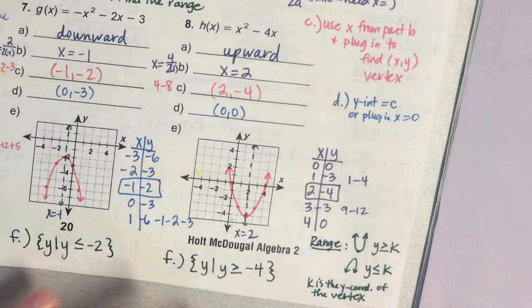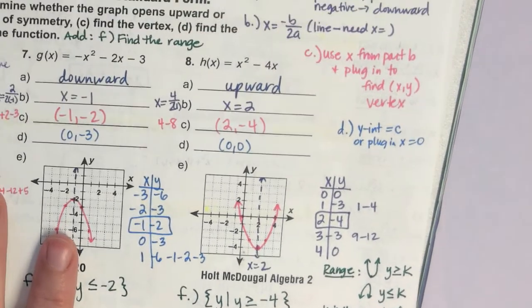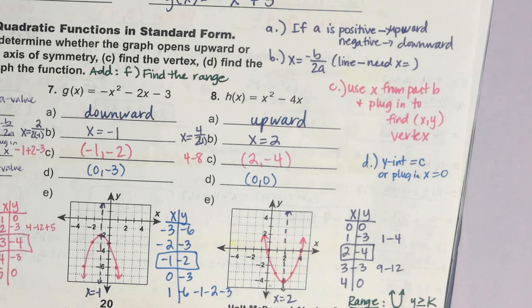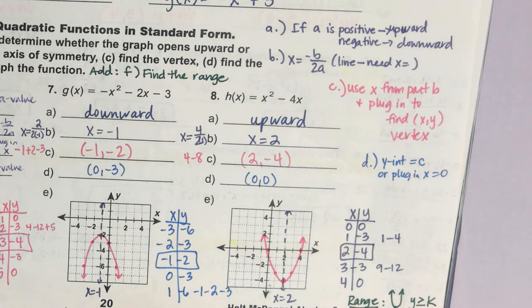Okay, so on the side here, you can see I wrote out what to do for each step. So if you want a little reminder, feel free to write that. Okay, so for A, you just have to determine if A is positive, it's opening upward. If it's negative, it's opening downward. For B, x equals the opposite of B over 2A. It's a line, that's why you have to have x equals. Okay, for C, you're going to use x from part B, plug it in to find your vertex, your xy.